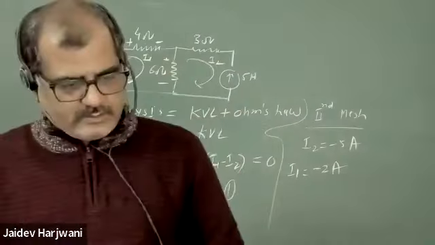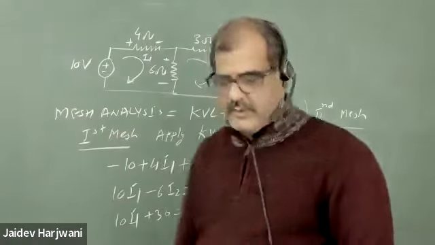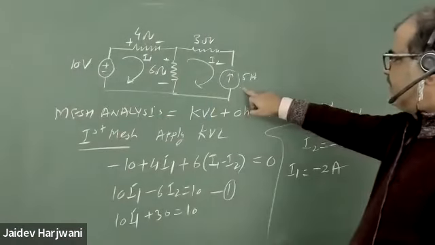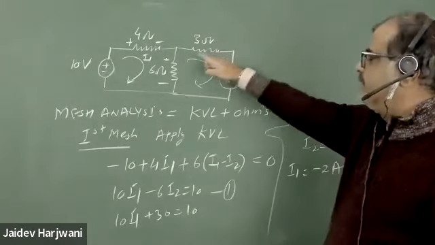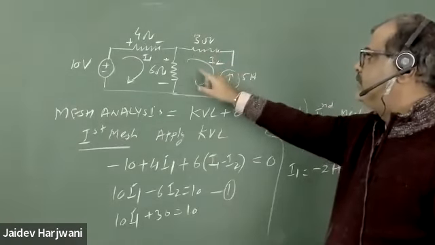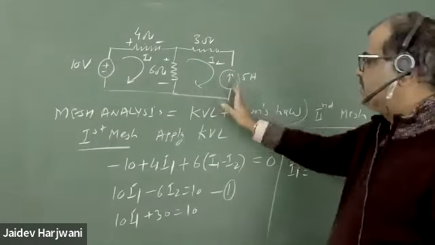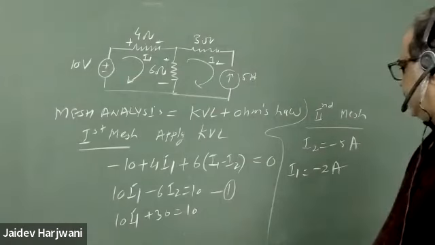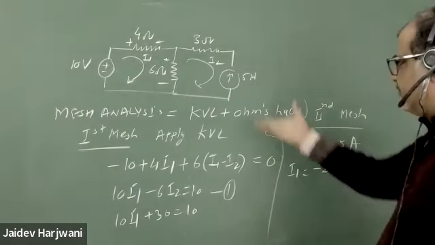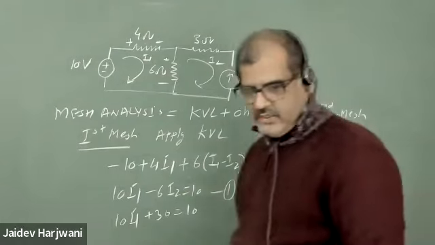Sir, how did you find I2 is 5 ampere directly? I2 is already given. What is the current going here? 5 ampere. I'm taking I2 clockwise, but it is anti-clockwise, so that is minus. I2 is minus 5 ampere. So this is a simple question.